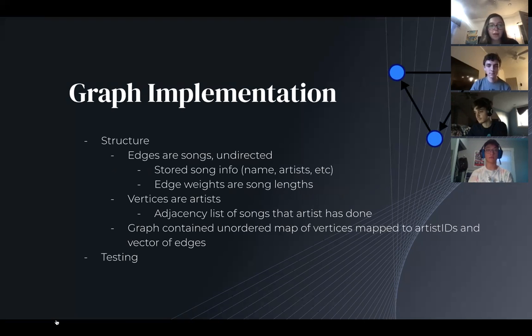Our adjacency list graph implementation holds songs as edges, holding information such as a song's name and Spotify ID, as well as a pair of two artists featured on that song. Edges also held the song's total length, which is used as the weight in the shortest path algorithms. The vertices are artists, with each vertex containing a list of pointers to all adjacent edges.